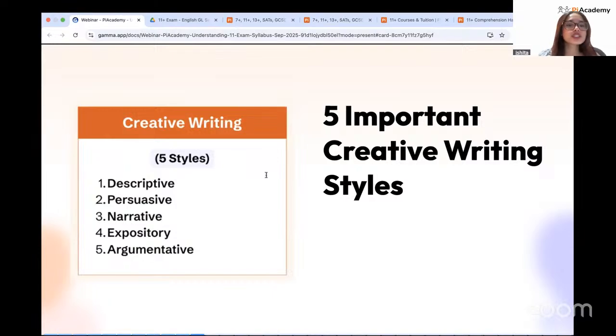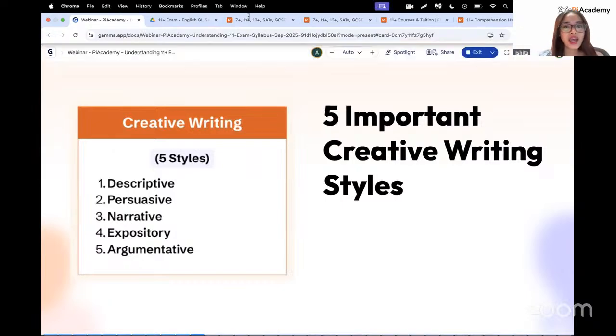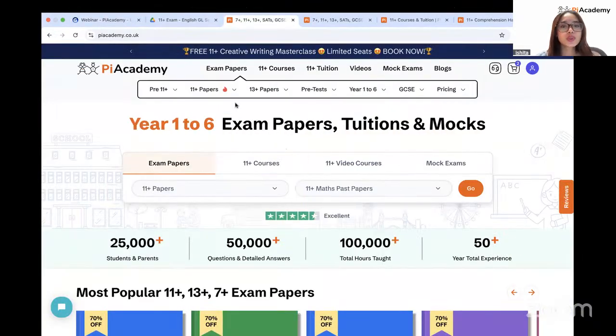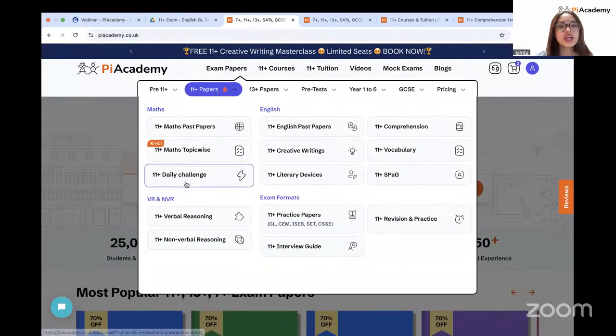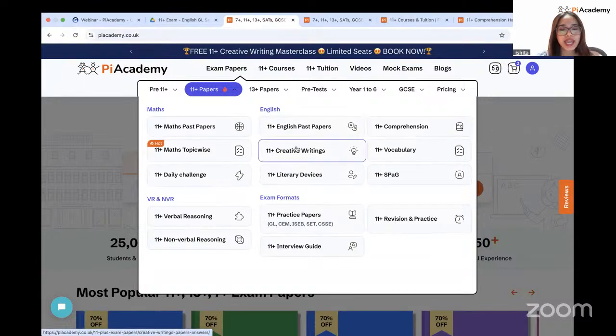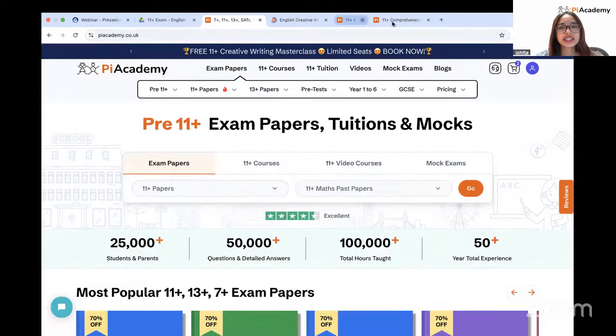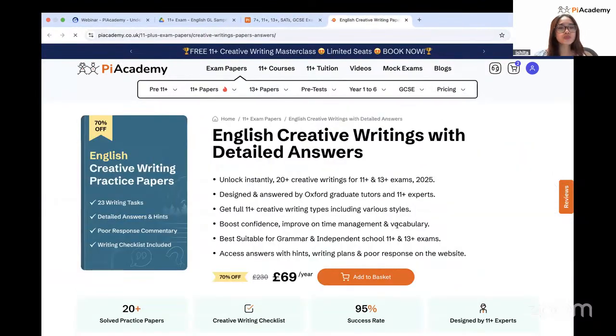Now, again, students do struggle with the different styles of writing. It can be very difficult to be well versed over such a huge range, especially when they're so different from one another. And for that exact reason, we can show you another helpful tool. So in the 11 plus English, if you click on 11 plus creative writing, we have a similar sort of package designed specifically for creative writing.